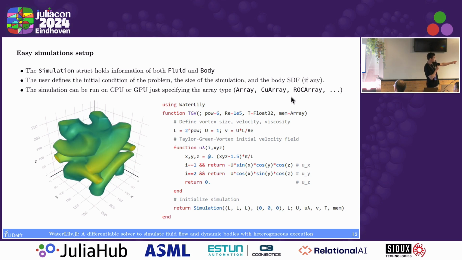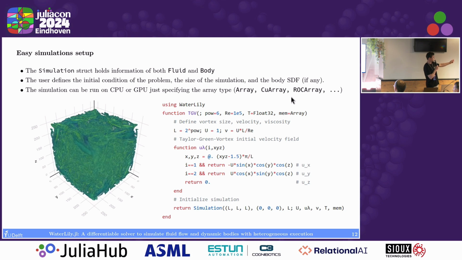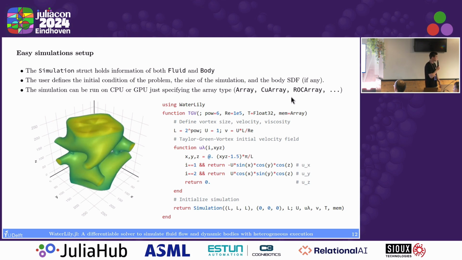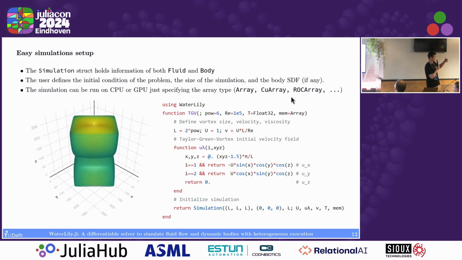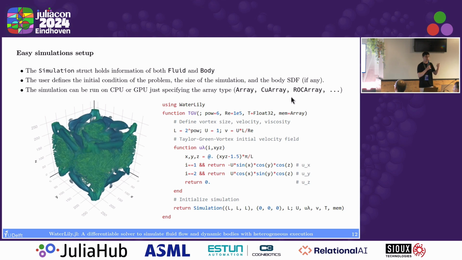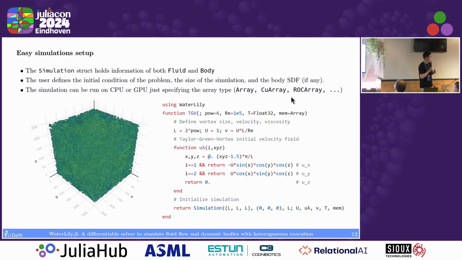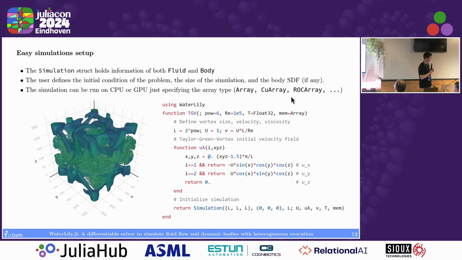And you can see that we have this function, u lambda, that just sets the initial condition. Here is just some harmonic function for the velocity field. And then it returns a simulation with the resolution 2 to the power of whatever number we want. And then we can just time step this simulation object. And the time stepping just produces this evolution of the flow field.